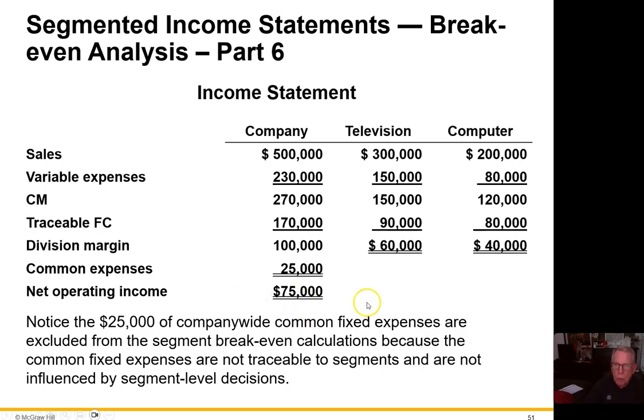Now, we will notice that the $25,000 of company-wide common fixed expenses is excluded from the segment's break-even calculation, because the common fixed expenses are not traceable to segments or subsegments and are not influenced by these segment-level decisions.